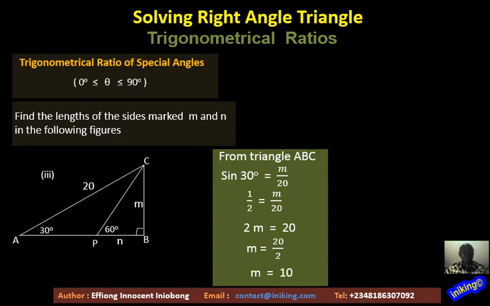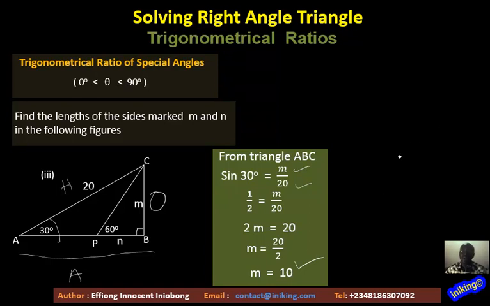Here, looking at the bigger triangle, we can see that sine 30, this angle there, this side CB will be our opposite. This is going to be the hypotenuse. Sine 30 is opposite over hypotenuse, and that is M opposite all over 20. Sine 30 is given as 1 over 2. So we have 1 over 2 equals M over 20. We cross multiply. That gives us 2M equals 20. Dividing both sides by 2, we have M equals 20 over 2, and that gives us 10.